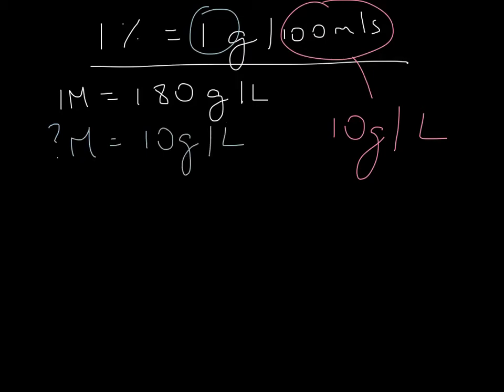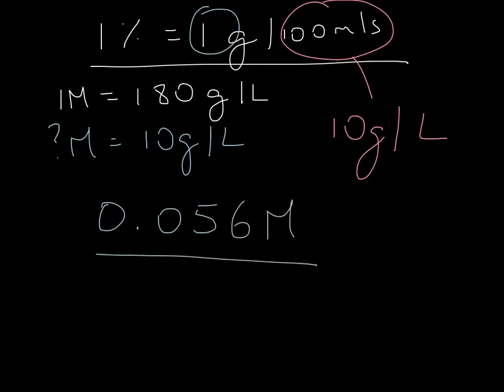So we're going to do the equations like I've shown you before. We'll get the calculator and we'll say 1 divided by 180 multiplied by 10 is equal to, and the answer we get is 0.055556, so it would be 0.056 molar, right? So that'd be our molarity of the 1% solution. So that was quite an easy calculation.